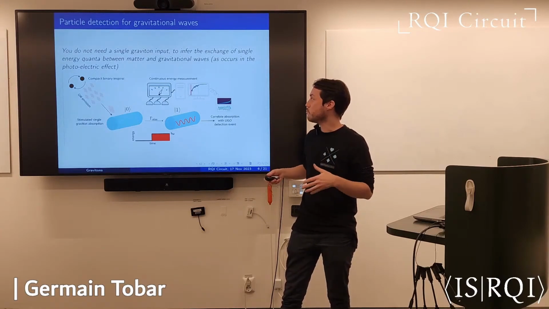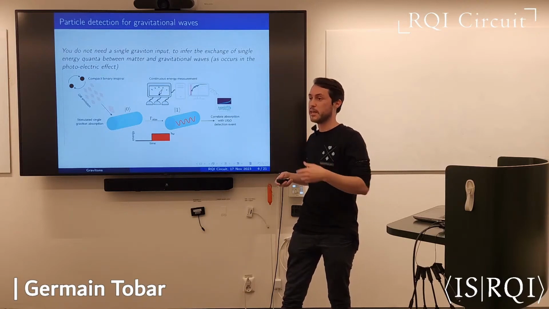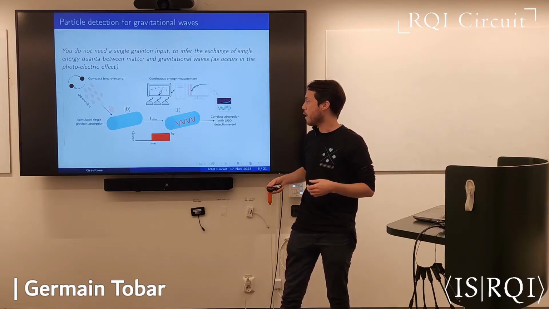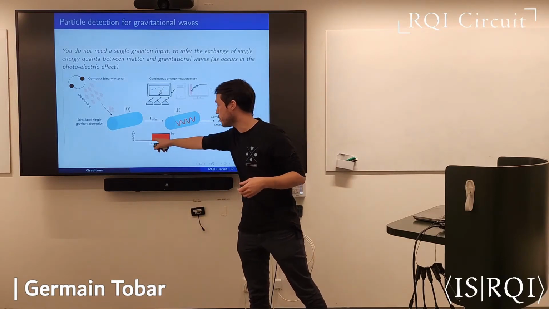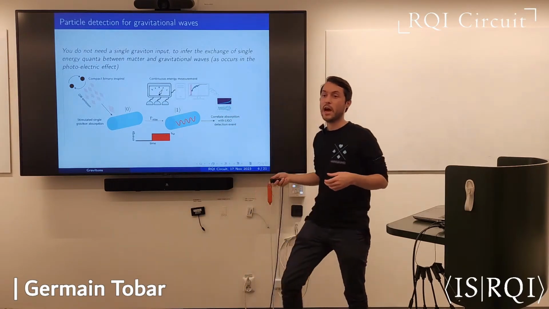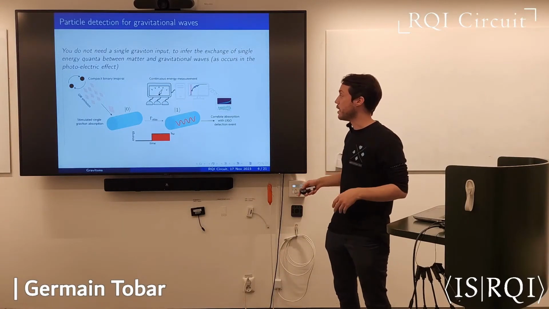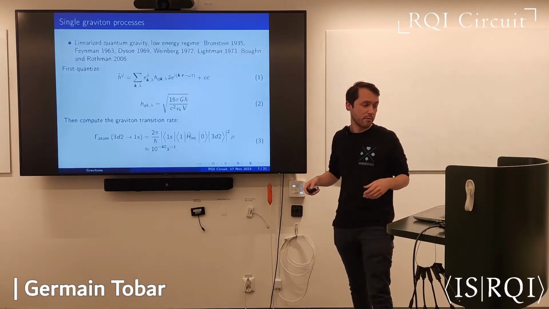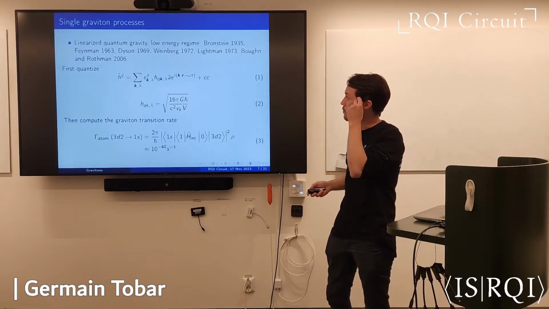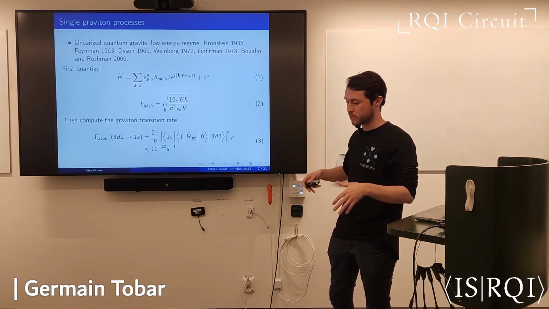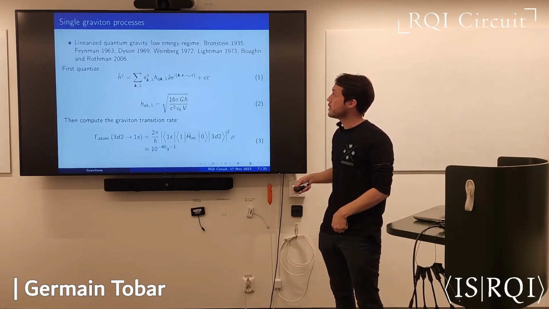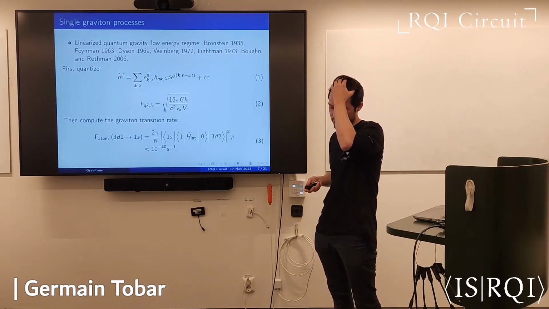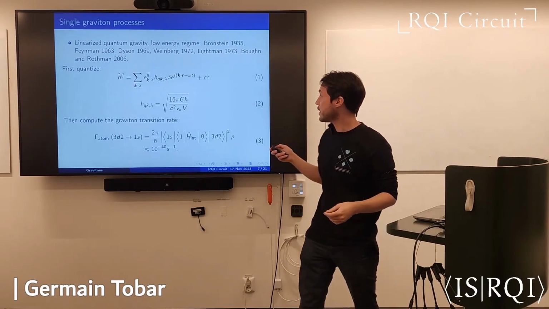But really, if you have a continuous measurement scheme like he was discussing in his talk, reading out the energy levels of this massive resonator, you can really resolve single discrete energy exchanges between the gravitational wave and quantum matter. So now we'll get into how these single graviton processes work for such a massive 2-ton gravitational wave detector. Linearized quantum gravity in the low-energy regime was first studied by Bronstein in 1935.